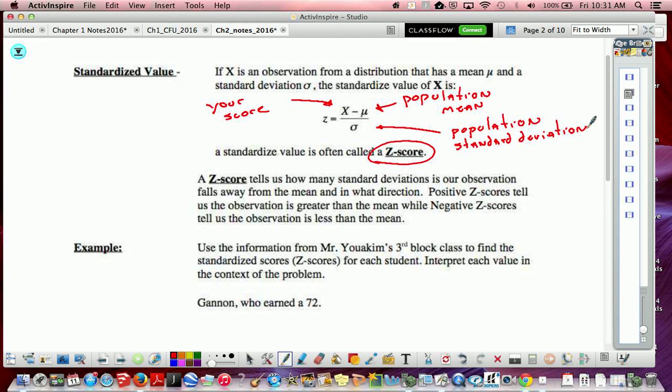Okay. Now, if we have a set of scores that represents the entire population, then our sample mean and standard deviation become our population mean and standard deviation. So what happens here is we're going to have a set of scores, and here's our mean. If our score is above the mean, our z-score will be positive. If our score is below the mean, our z-score is simply going to be negative.